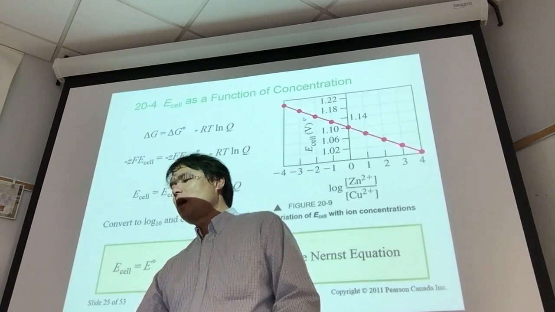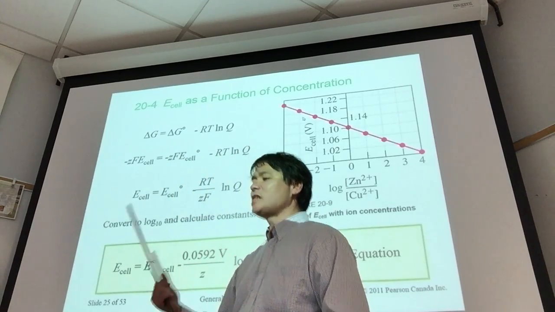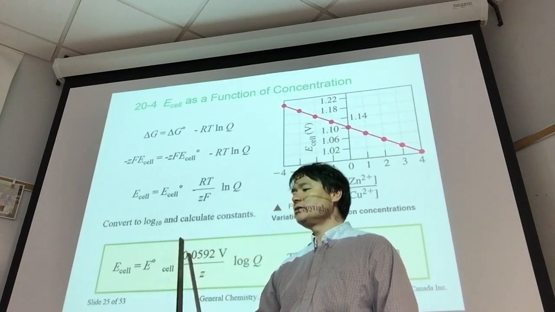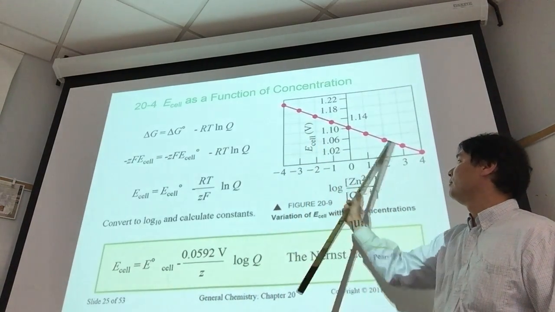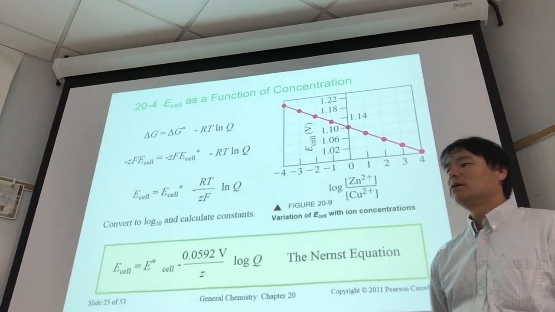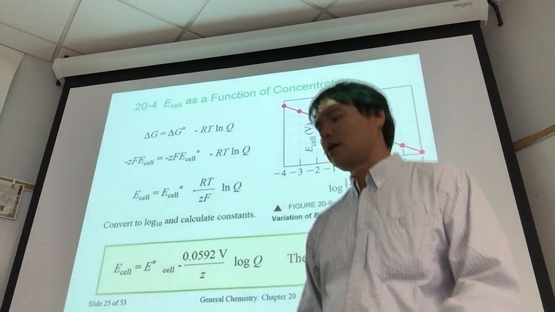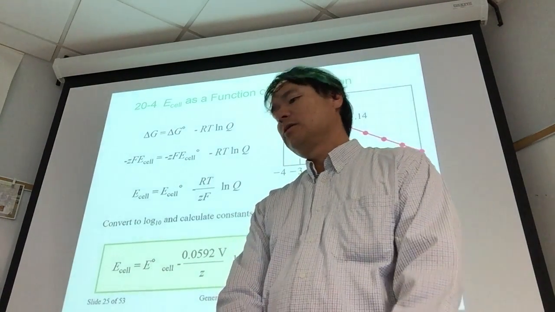Anyway, this allows us to calculate under non-standard conditions at 298 Kelvin. And this is the very famous Nernst equation. And so we can calculate any voltage here if we know that. So we set up an ice table. We'll do that next time.